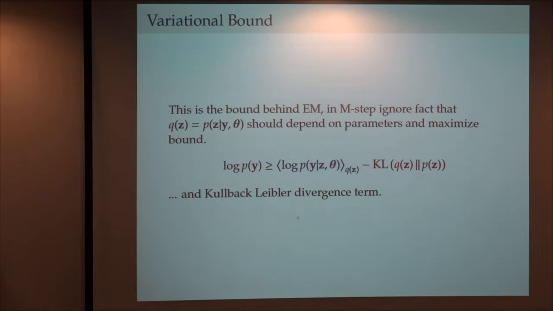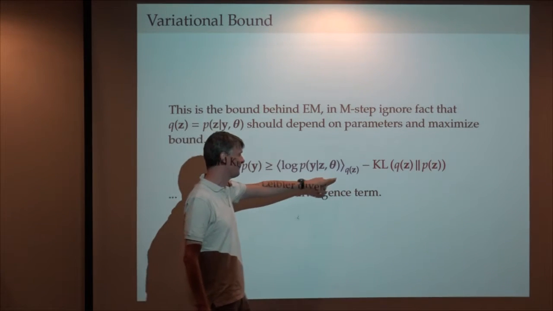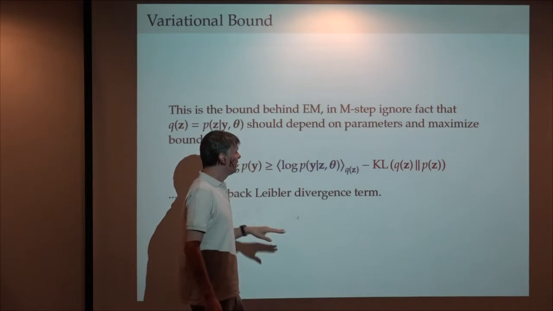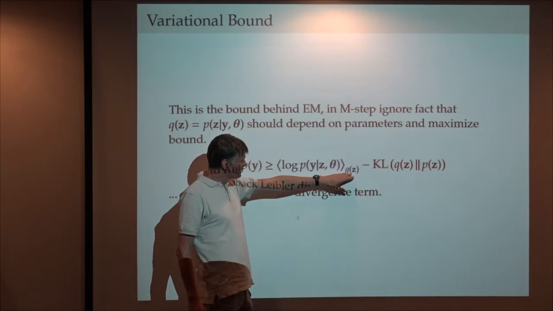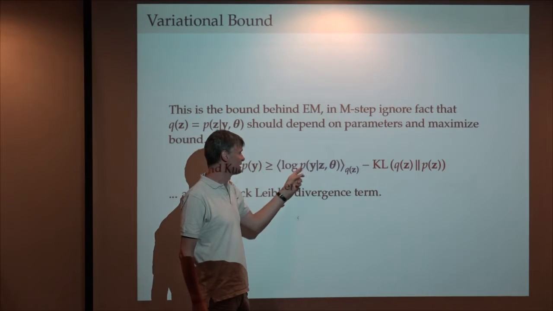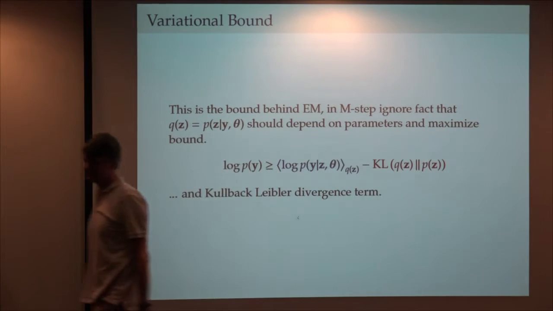I tend to use this statistical physics way of writing expectations, which is a bit confusing because people in machine learning also use it for inner products in Hilbert spaces. But it's not an inner product in Hilbert space, it's a statistical physics expectation. So this is saying the expectation under Q of Z of this log P of Y given Z, and then this is just the Kullback-Leibler divergence between those two terms.